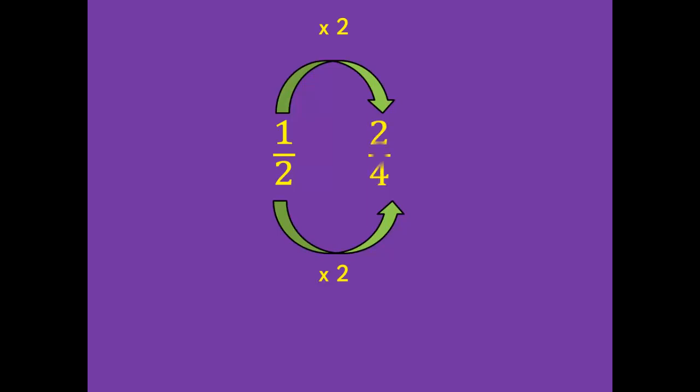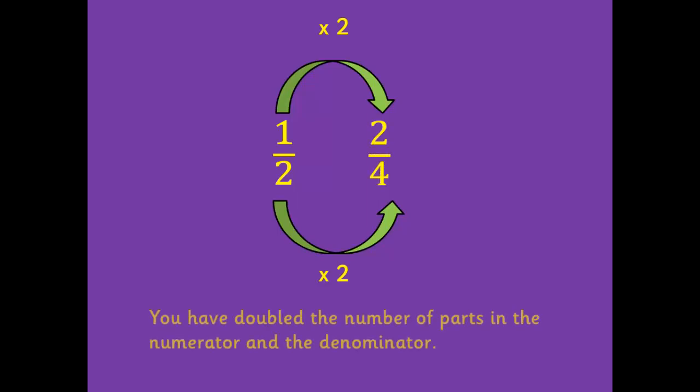Let's look at it in numbers. So you have half a sandwich. You double the number of pieces that you have. And now you have 2/4. So you've doubled the number of parts in the numerator and the denominator. Let's have a look at some more examples.